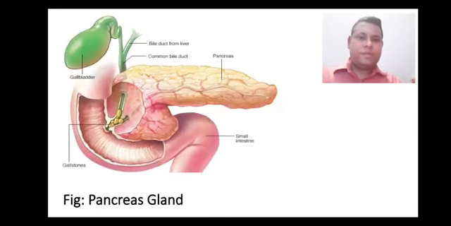This is the pancreas gland and the lobe of the pancreas gland. Just above the upper part of the pancreas is situated a special gland, known as the gallbladder. It is the main site of production and storage of bile juice.